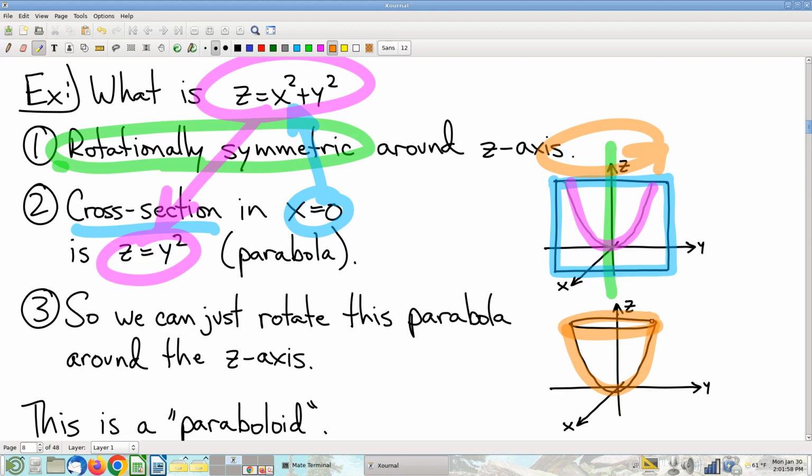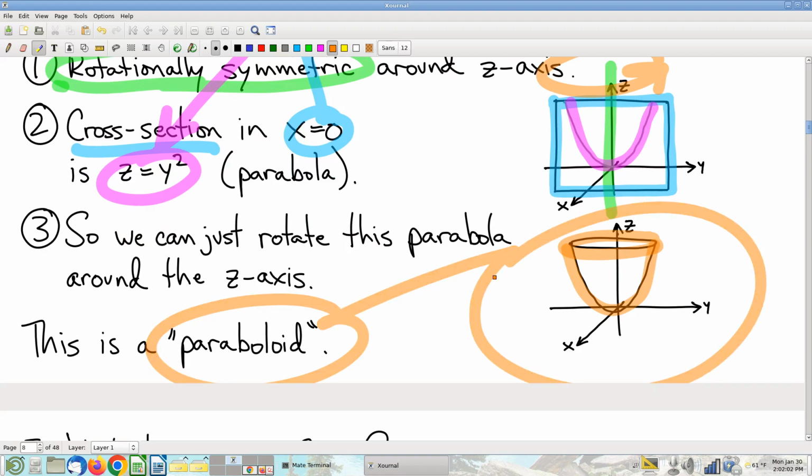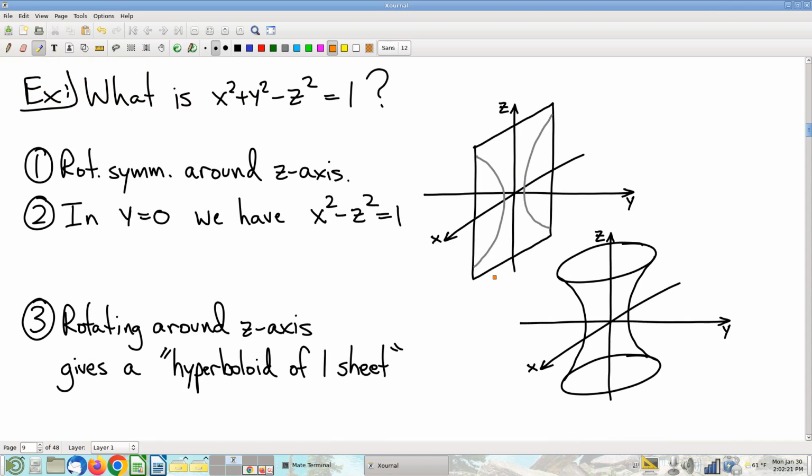Okay, and then a little terminology. This thing here is called a paraboloid. I think the motivation for the name there is pretty clear. You can see the root parabola in there, and paraboloid is just their way of saying that it's a surface that derives out of a parabola. Okay. All right, another example. How would I understand this surface described by that equation?